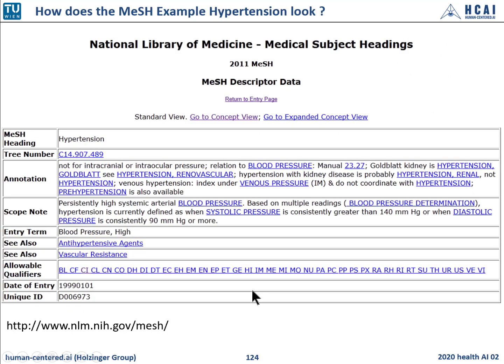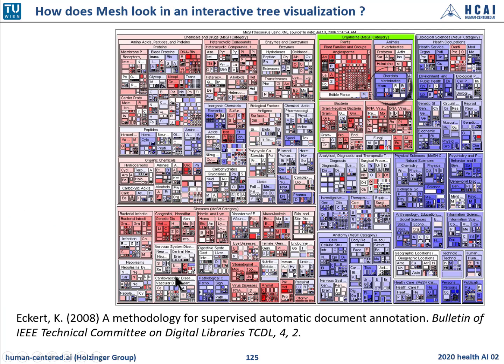And of course, there is a National Library. You can see these MeSH descriptors. They are arranged in both an alphabetic and a hierarchical structure. And at the most general level of the hierarchical structure, there are very broad headings such as anatomy, for example, and so on. So how does MeSH look in an interactive tree visualization?